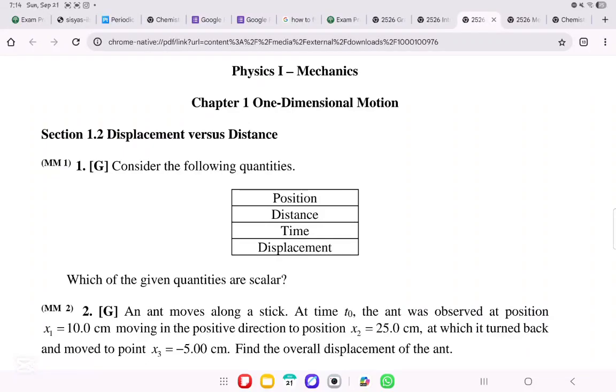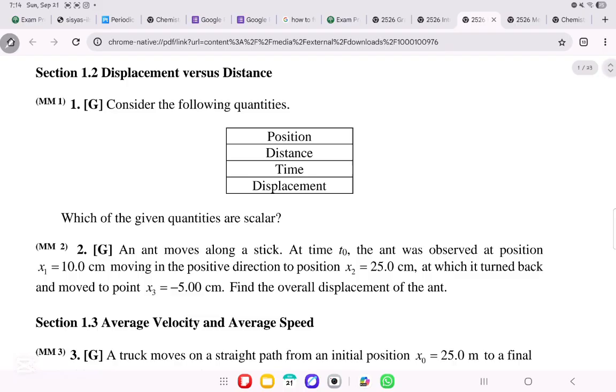So today I'll be explaining the mechanics course revision questions. Let me start with the first one, from 1.1 till 1.7. Consider the following quantities below. Which of the following are scalar quantities?